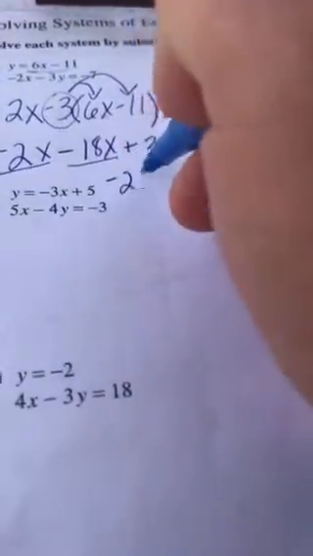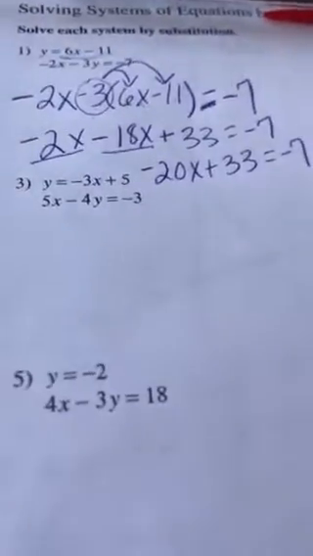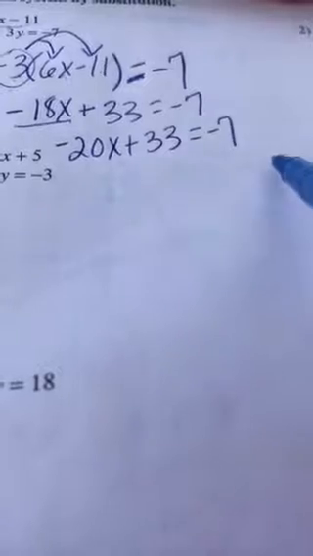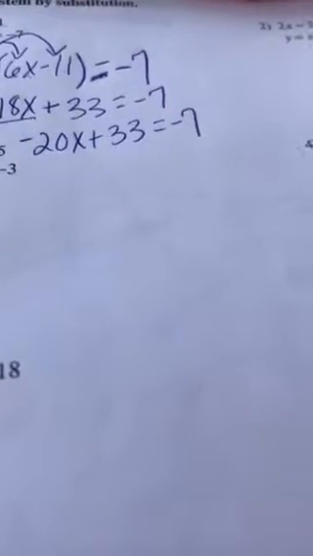So we have negative 20x plus 33 equals negative 7. All right, now I don't have any terms that are alike on the same side, but I do have terms that are alike on the opposite side of the equal sign. Remember, to take something from one side to the other, we do the opposite operation. So the opposite of positive 33 is negative 33 or subtracting 33.